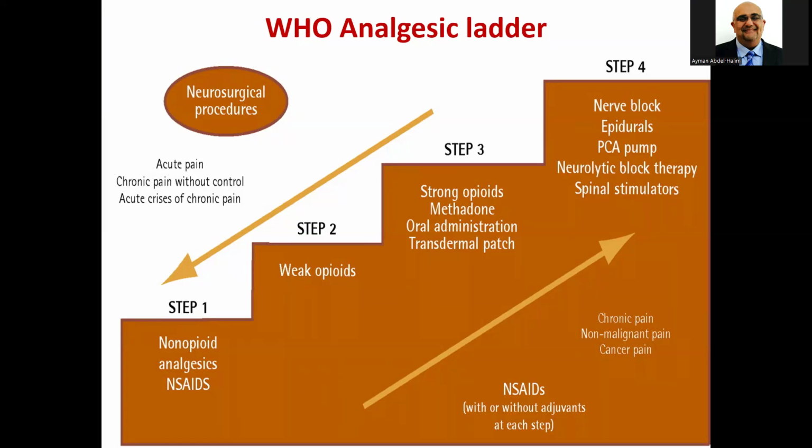Again, the other modification made here is that in acute pain, we start from above and go downward. And as far as chronic pain, whether it's cancer or non-cancer, we go from down upwards. So step one is basically non-opioids plus adjuvant. In step two, we add weak opioids such as codeine and tramadol. And in step three, we add strong opioids.